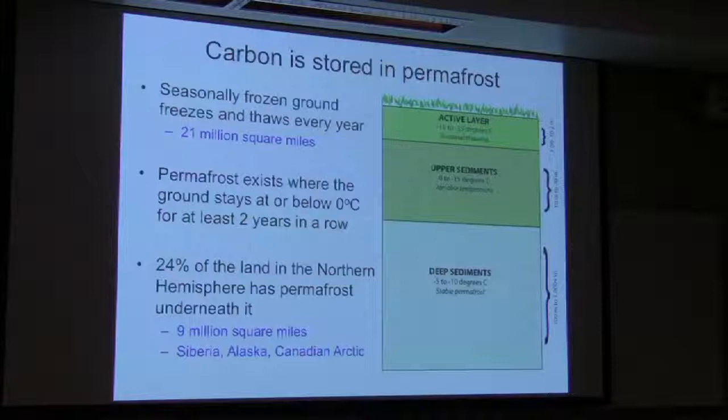Then we have the deep sediments. So this is stable permafrost. It stays frozen basically forever. It was put there in the last ice age. So it's been frozen for a long, long time. This can even go down to 5,000 feet. So this is really deep underground. There is about 9 million square miles of this deep frozen permafrost. And we're talking about areas like Siberia, Alaska, Canadian Arctic, so way north.